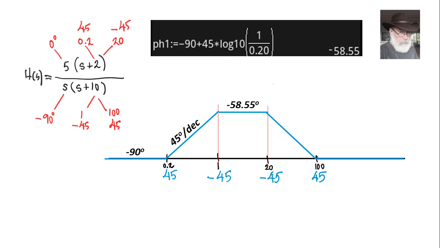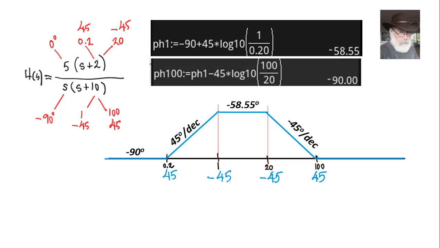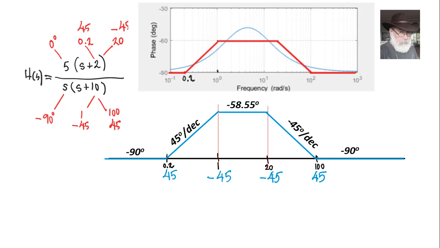And then at the other end, we have a slope of negative 45 degrees per decade. And using a similar formula, we find that the exit value of the approximate plot is negative 90 degrees. Let's compare that with the exact plot like this.